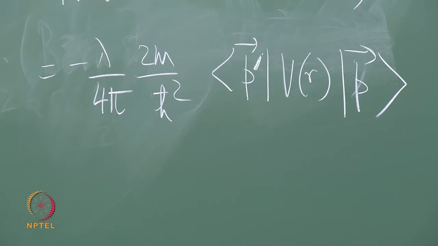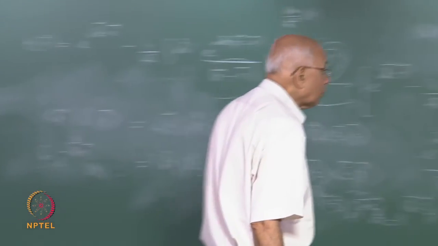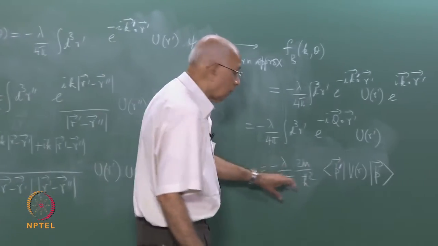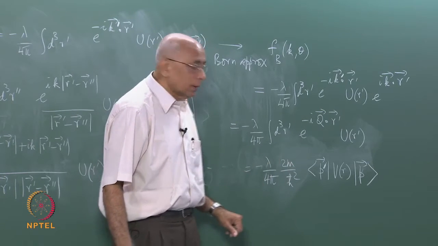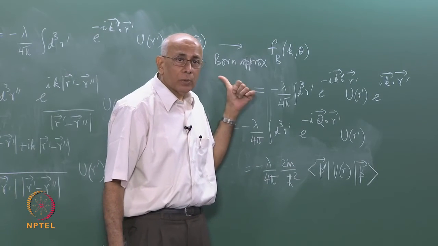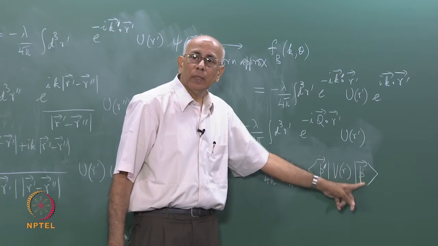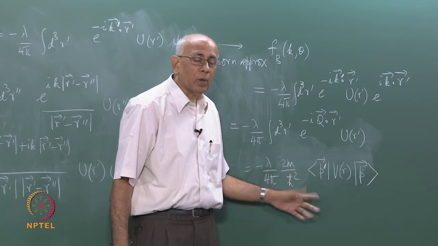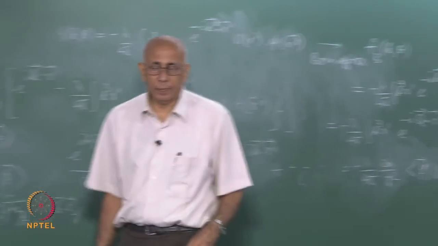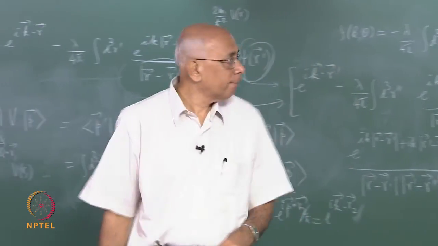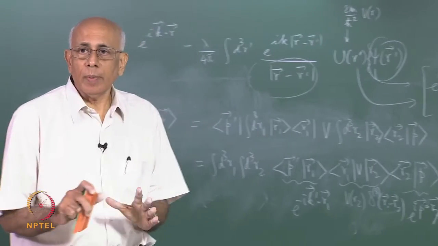So in the first Born approximation, apart from this constant here, the scattering amplitude is nothing but the matrix element between the initial momentum and the final momentum eigenstate of the potential energy operator. That is an easy thing to remember.